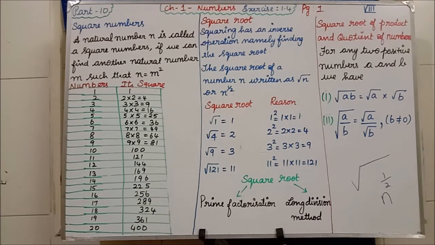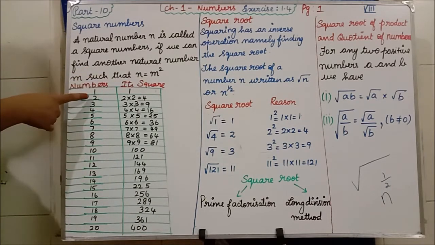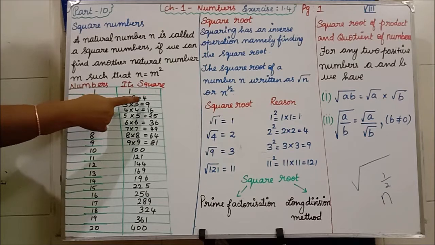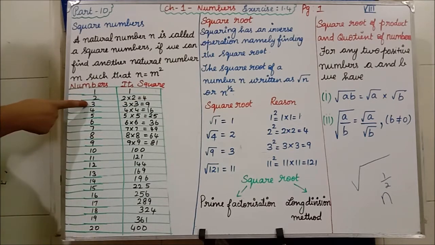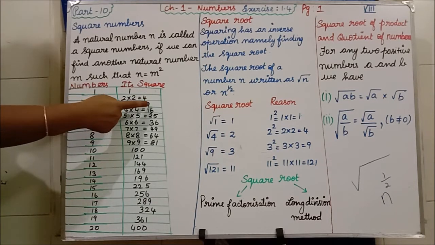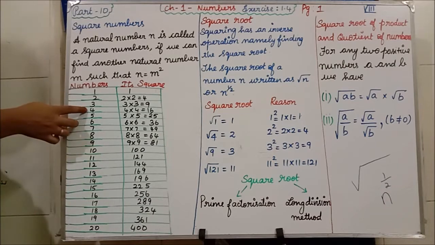Square number means you yourself will know. Okay, what is the square of 1? Square of 1 is 1. What is the square of 2? 2 into 2 is 4. What is the square of 3? 3 into 3 is 9. So, what is the square of 4?